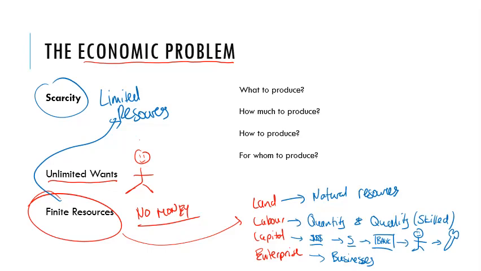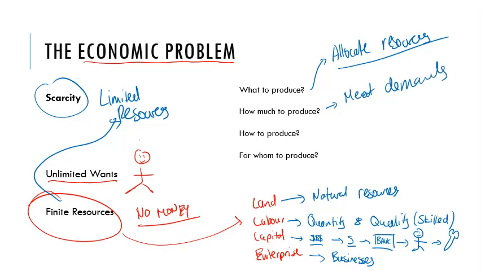Okay? We need to ensure we can decide what to produce. We gotta allocate resources efficiently. Okay? If you don't have enough, you're not gonna waste it all. We want to think about how much we will produce. Okay? We don't want too little, too much. We really want to meet demands. We gotta think about how to produce. Am I going to be employing hundreds and thousands of people to work for me as labor? Or am I going to be using capital?